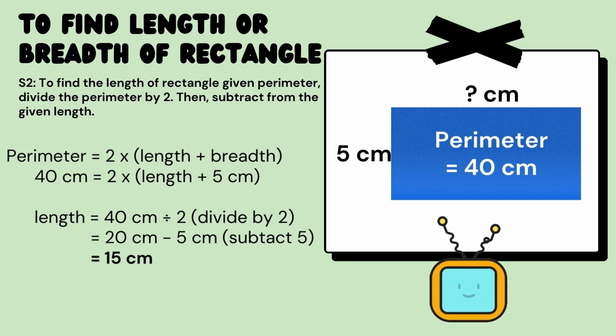So this 20 centimeter, you subtract with the given breadth. What is the given breadth there? Yes, 5 centimeter yang kena bagi itu. So 20 centimeter minus 5 centimeter is equal to 15 centimeter. So your length is equal to 15 centimeter. So for this one is simple. Divide the perimeter by 2, and then subtract with the given length or breadth.